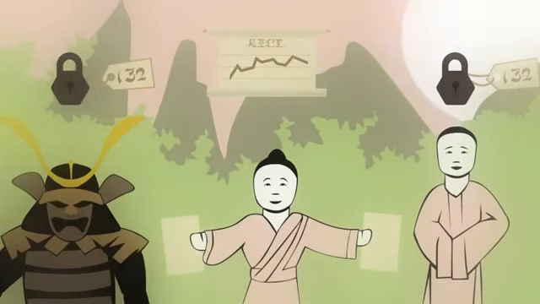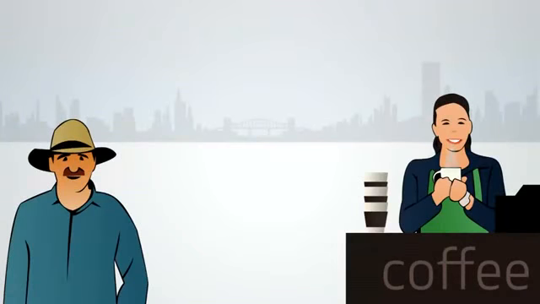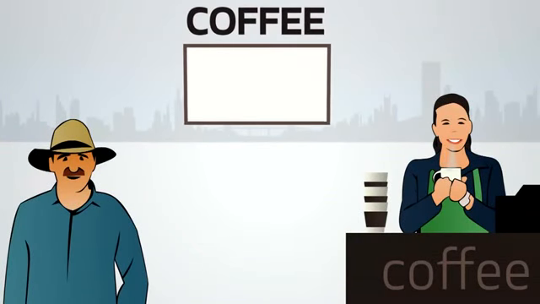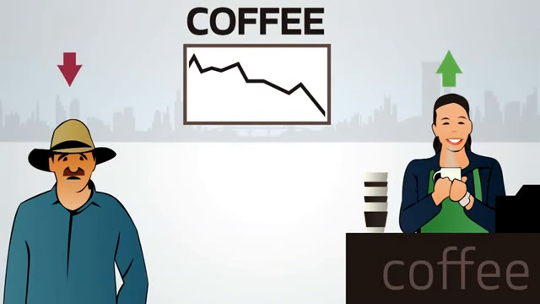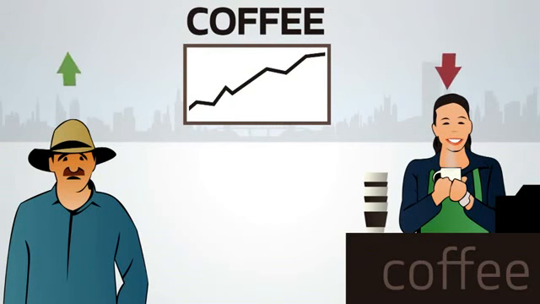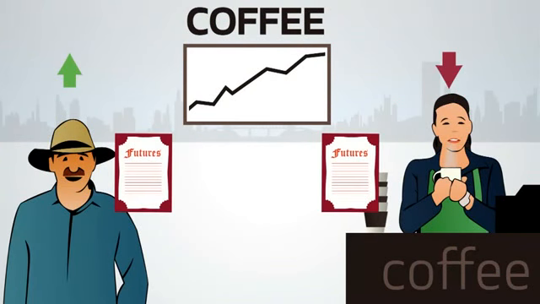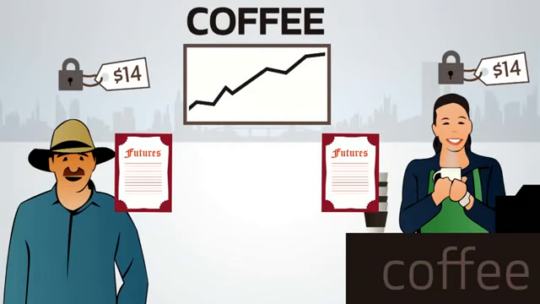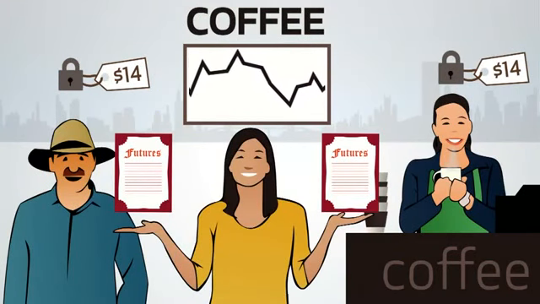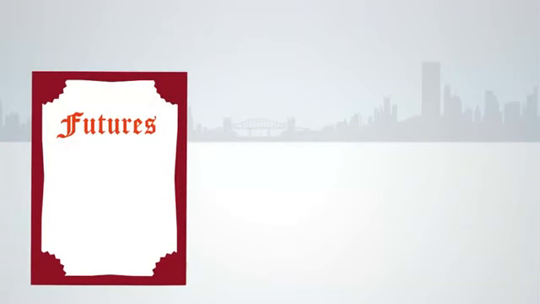This allowed samurai and rice merchants to lock in prices and pass the risk of price change on to the speculators. The same principle is used today in a wide variety of industries. Take coffee, for example. If the price of coffee beans goes down, it's good news for coffee shops, but bad news for coffee farmers. However, if the price of coffee beans goes up, the tables turn. With coffee bean futures, both coffee producers and coffee users are able to lock in prices ahead of time. Any potential profits or losses from price fluctuations in coffee are passed on to a futures trader.